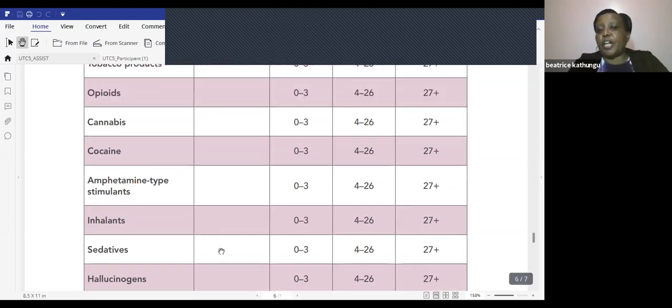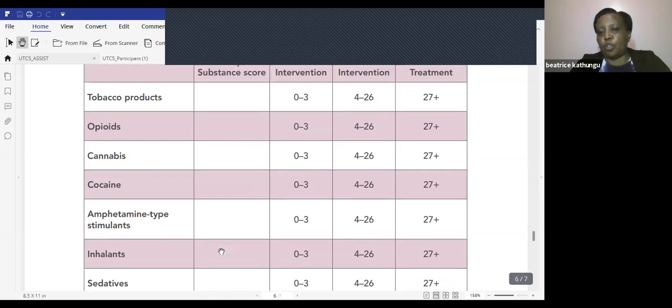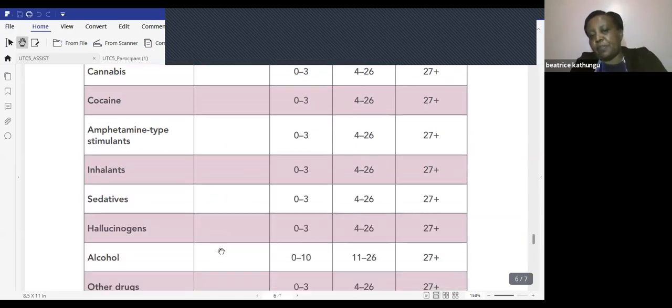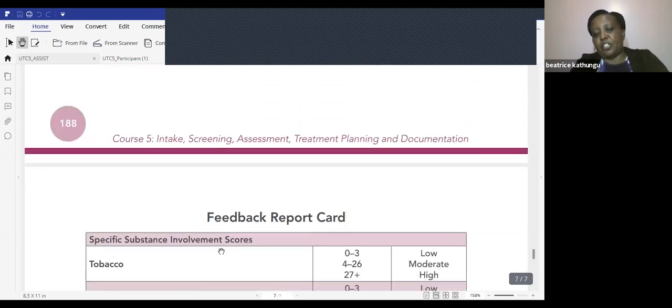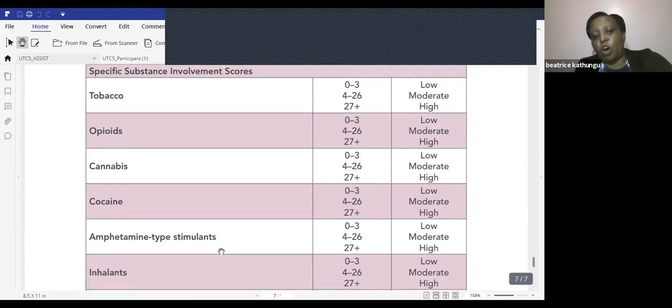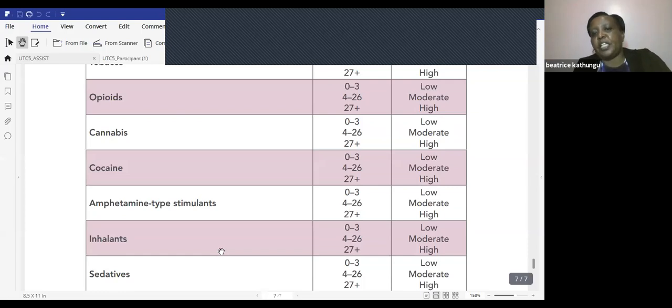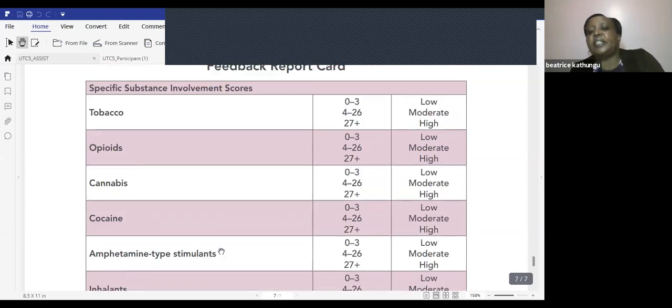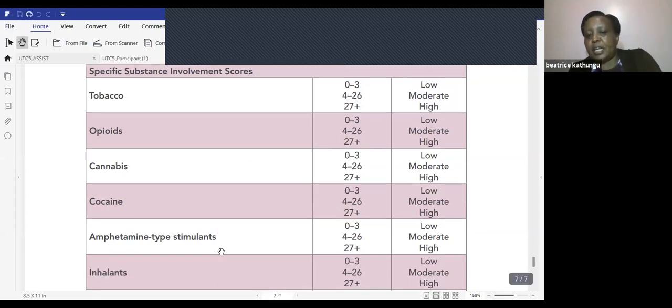Now we are going to try and interpret the scores for George. I'm going to go down a little to the next page where we have the report card. We want to give George a report card now. You can see the scores have been given ranges. For all the substances except alcohol, a score between 0 and 3 means the risk is low. Between 4 and 26, the risk is moderate. Above 27, the risk is high.